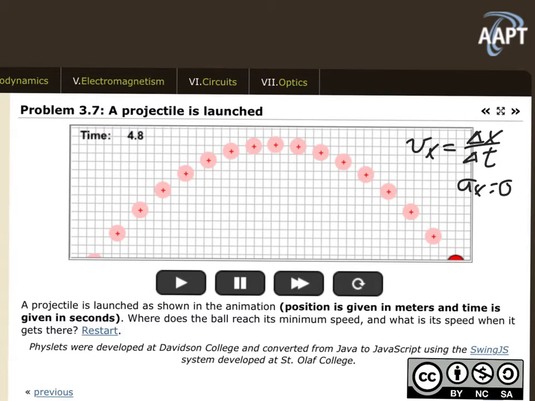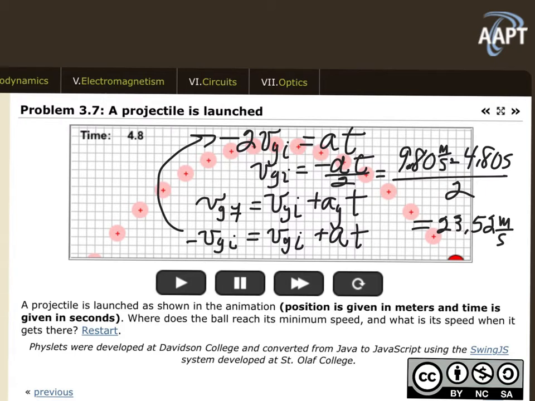And then to get the Y component, we could do that a couple of ways. One way is to use equation 1, noticing that the Vy initial is equal to negative Vy final. Because they're at the same height, they'll have the same speed, only one will be negative. And that way we can find the initial velocity. Try that.